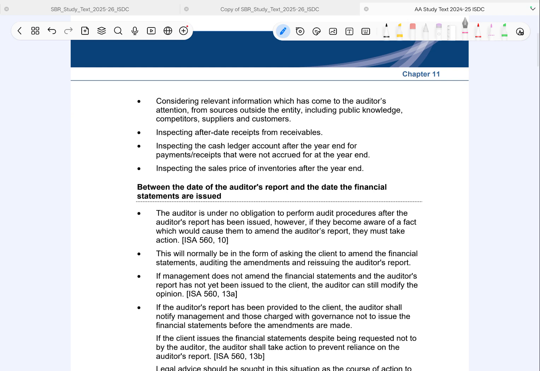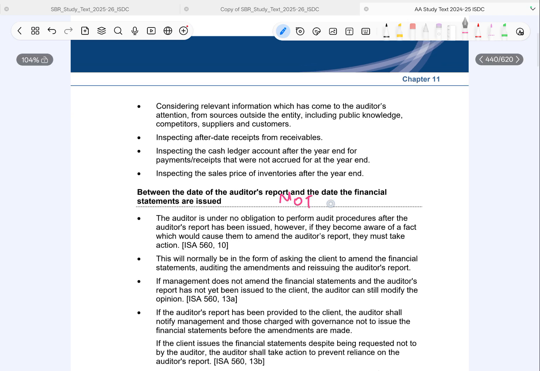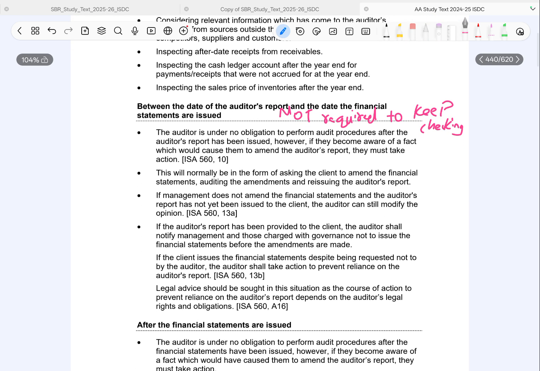Now let's move to timelines because exam questions love this. Between audit report date and issue of financial statements, here is the key idea. The auditor is not required to keep checking. But if they come across something, they can't ignore it. They must ask management to amend the financial statements, audit those changes, and reissue the audit report.